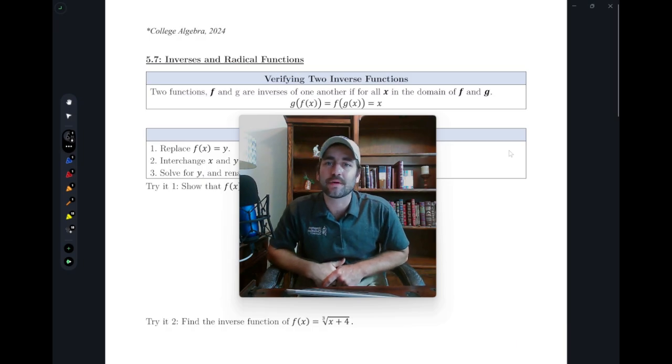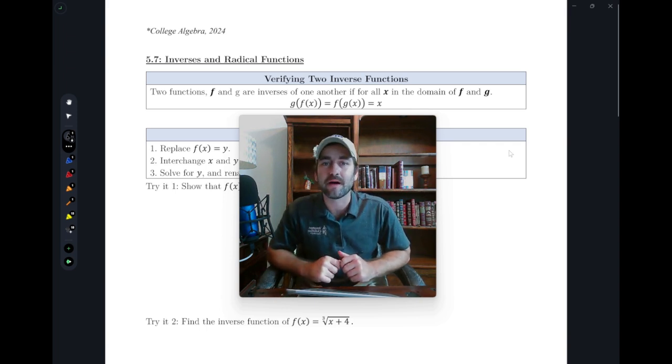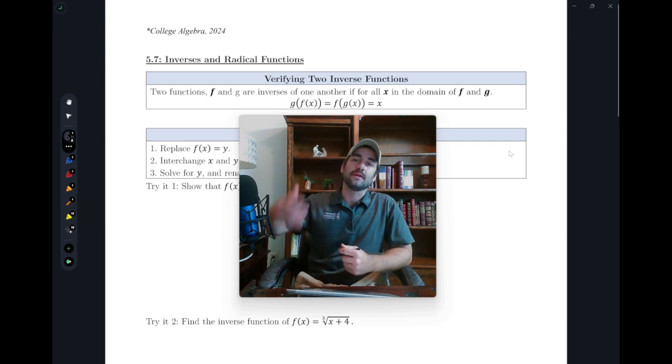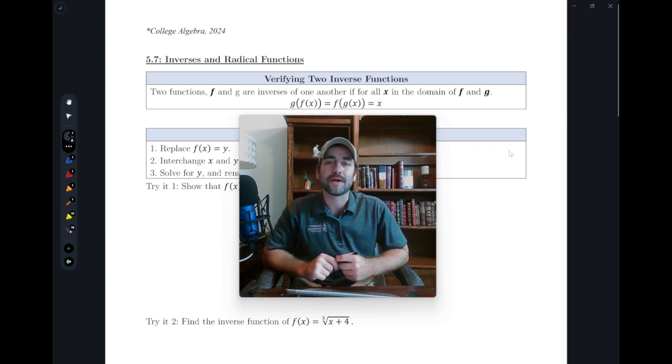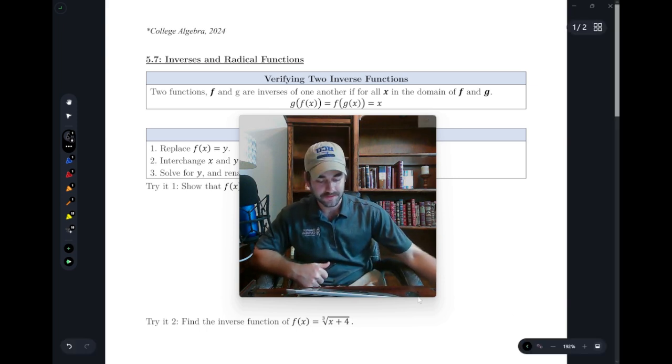Welcome back. Today we're going to be looking at inverses and radical functions as we finish up Chapter 5. Don't forget to be preparing for your Chapter 5 test coming up, reviewing the videos and notes and exercises that you can, practicing practice problems so that you feel fully prepared for the Chapter 5 test.